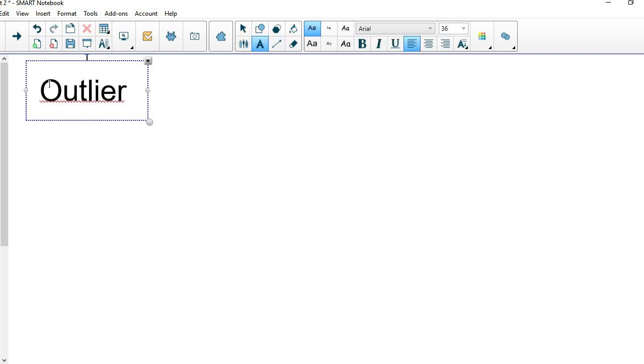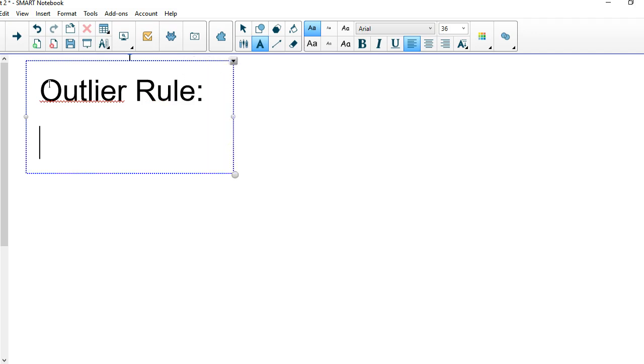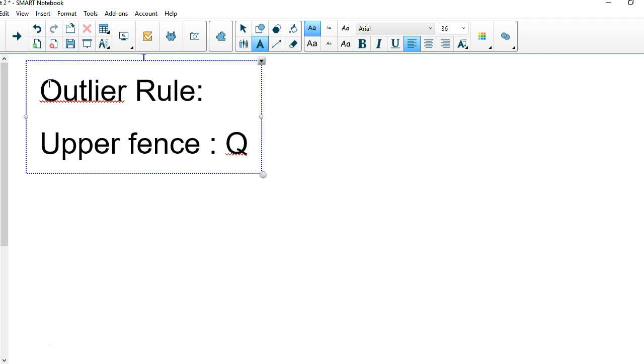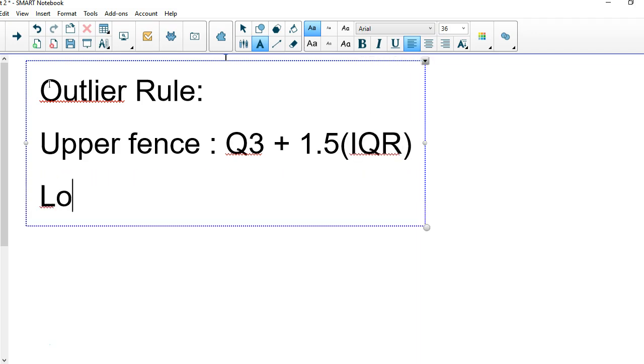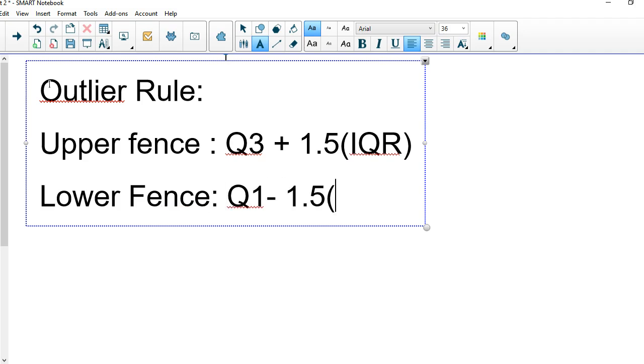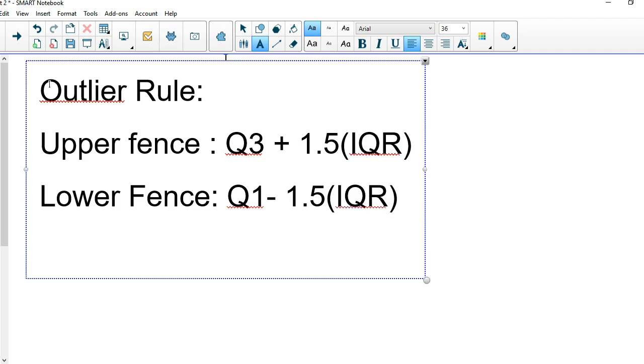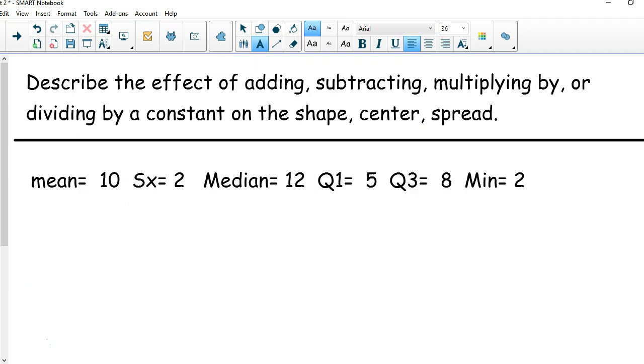Speaking of outliers, it's important that you have the outlier rule memorized. I spoke about that a little bit already, but let me just put it down for you so you can get it down for your notes if you don't have it. The outlier rule is to determine the upper fence and the lower fence. The upper fence is equal to quartile 3 plus 1.5 times the IQR. IQR is quartile 3 minus quartile 1. The lower fence is quartile 1 minus 1.5 times the IQR. If the data is above the fence, it's an upper outlier. If the data is below the fence, it's a lower outlier. Make sure you know how to do a box plot with outliers.